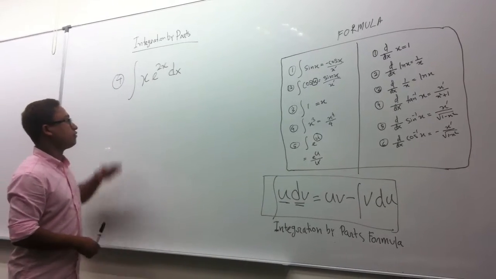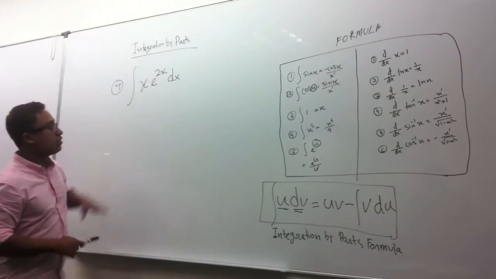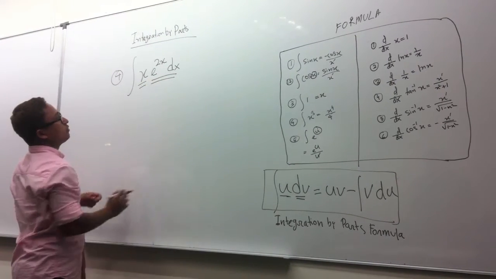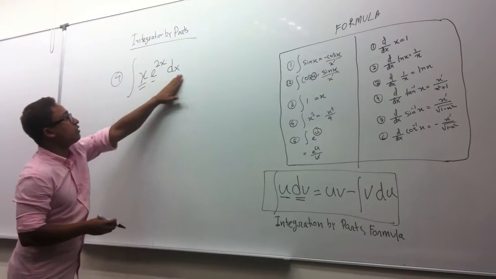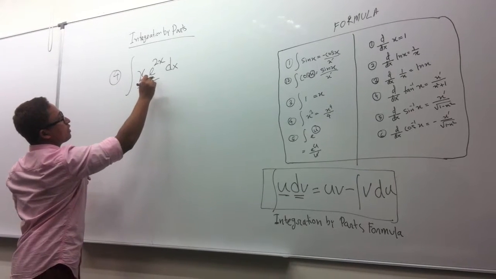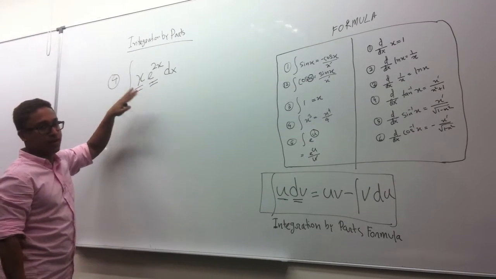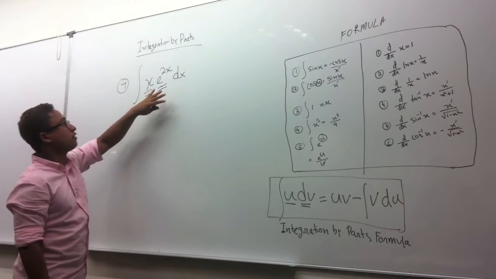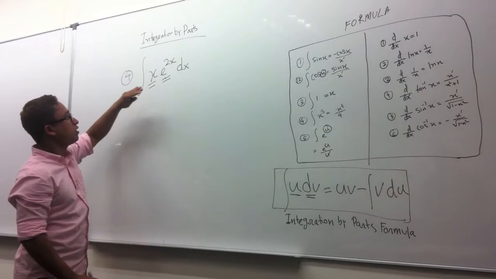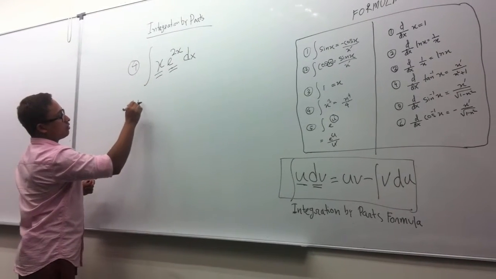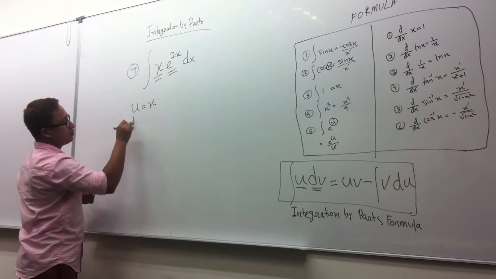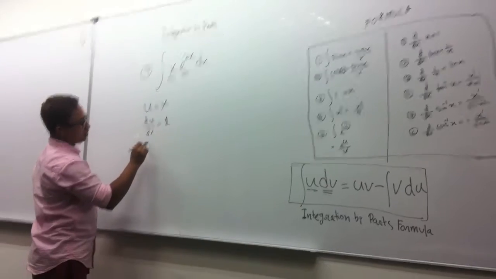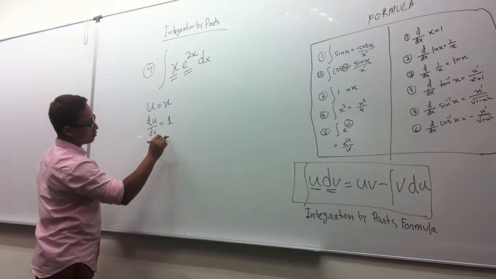Okay, now we're going to solve our fourth question for integration by parts. In this question, we have two parts, x and e to the power 2x. We have to take one as u and another as dv. If we take e to the power 2x as our u, it's very difficult to differentiate, so we're going to take x as our u. So u is x, and du equals dx.